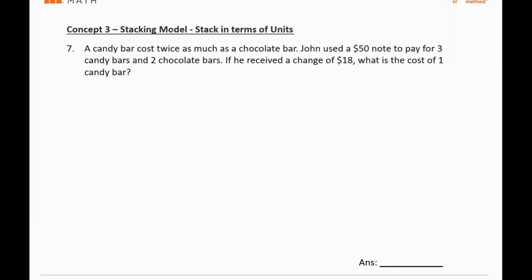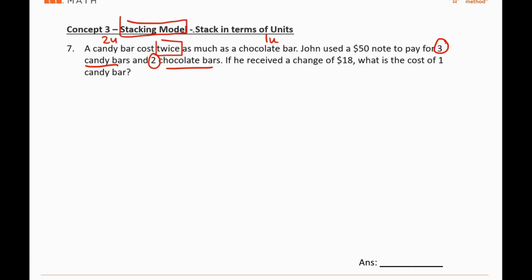So here, when you see questions like this, that tells you how many. You see the quantity is 3 and 2. It's more than 1, the quantity. And then for the candy and chocolate bar, they actually tell you the difference between them is twice, meaning you know candy bar you draw 2 units and chocolate bar you draw 1 unit. So with this, you know you need to draw the stacking model.